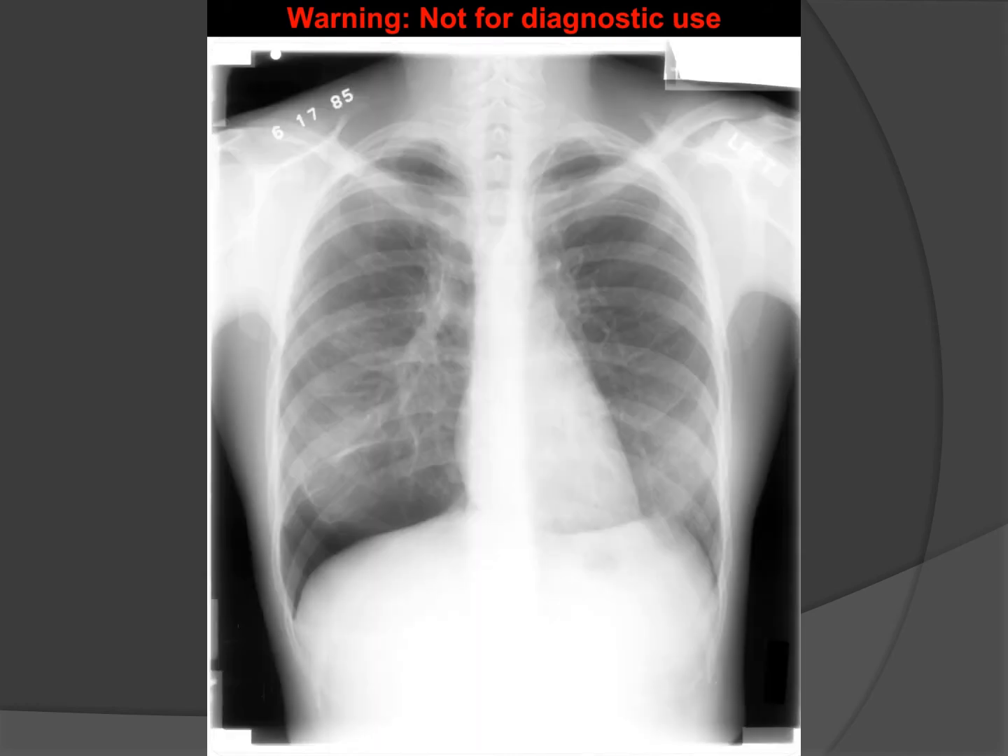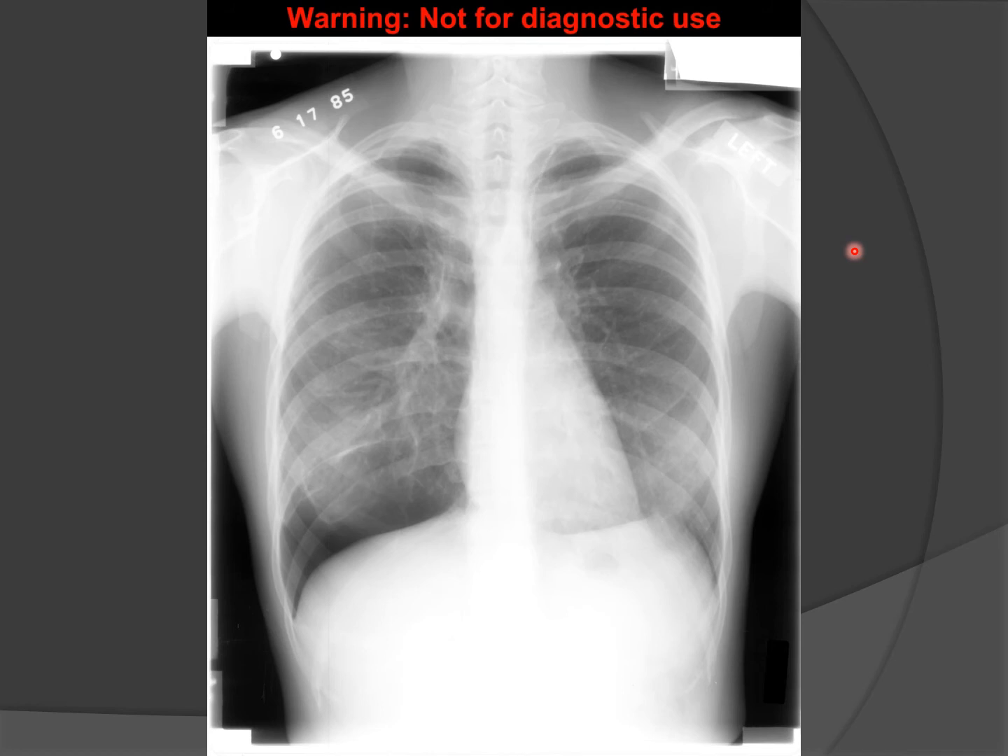Here we have another PA chest x-ray. When we look at it, it appears all the anatomy is present. We have everything from the apices to the costophrenic angles. It looks like we have very little rotation here, a good inspiration, a pretty good position chest x-ray. But let's look a little bit closer at this.